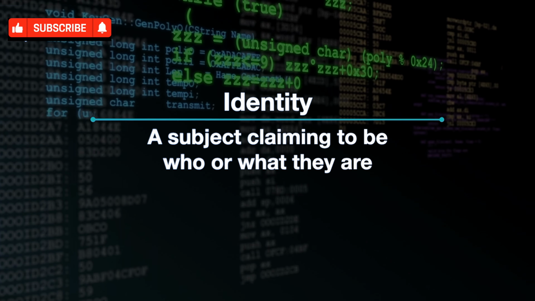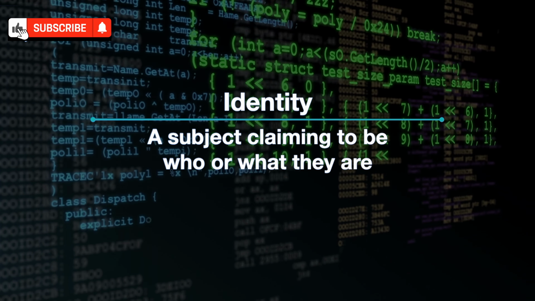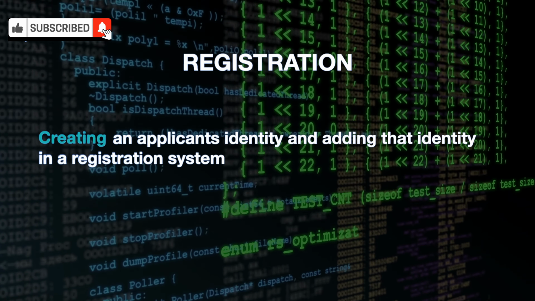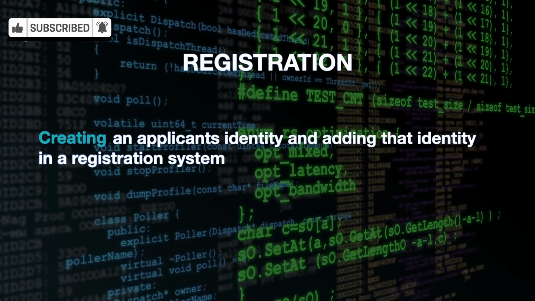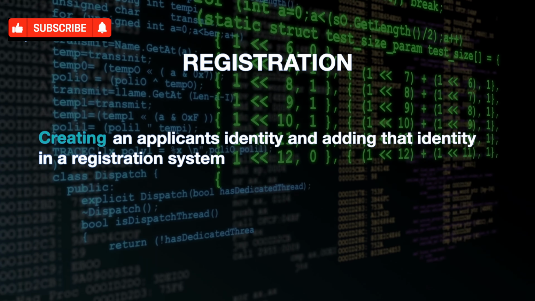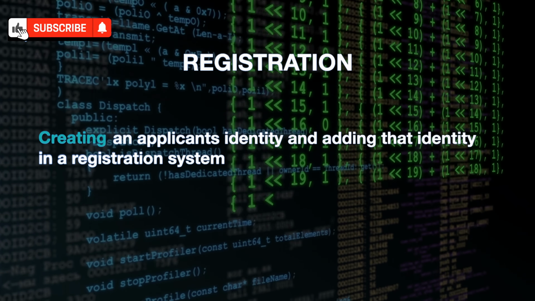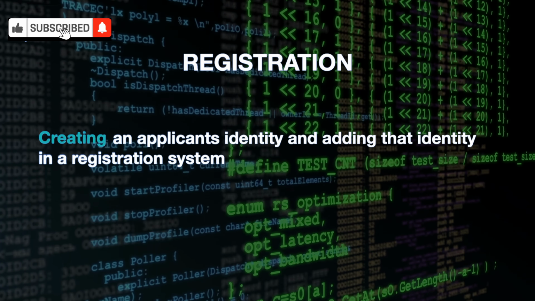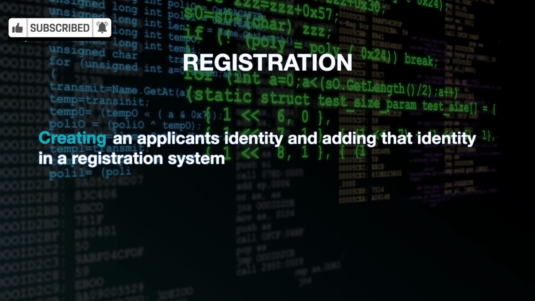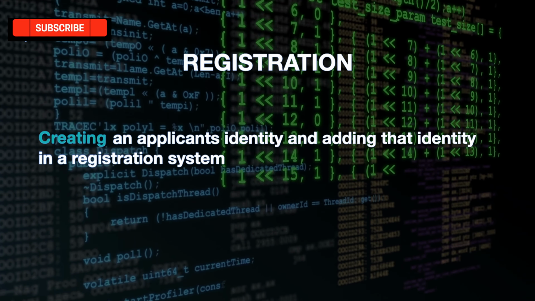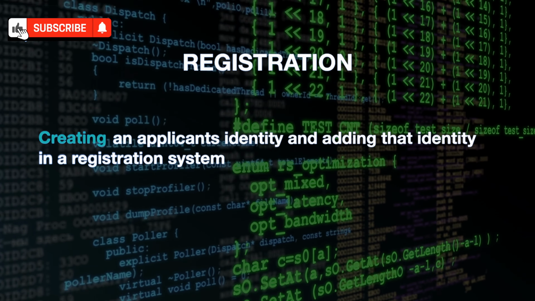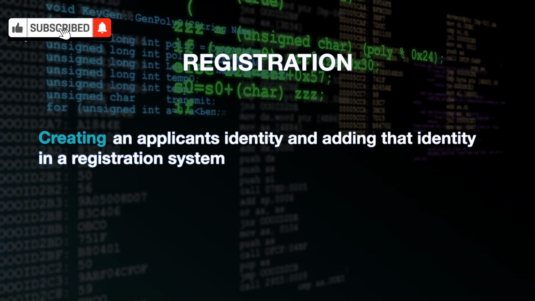And in order to create an identity, we have to go through a registration process. We have to create an applicant's identity and add that identity into some kind of registration system. Now, oftentimes that's called an identification and authentication management system. It can be called a lot of different things, but in essence, we need a system to control how those identities are managed. Then there's also a Credential Service Provider or CSP.